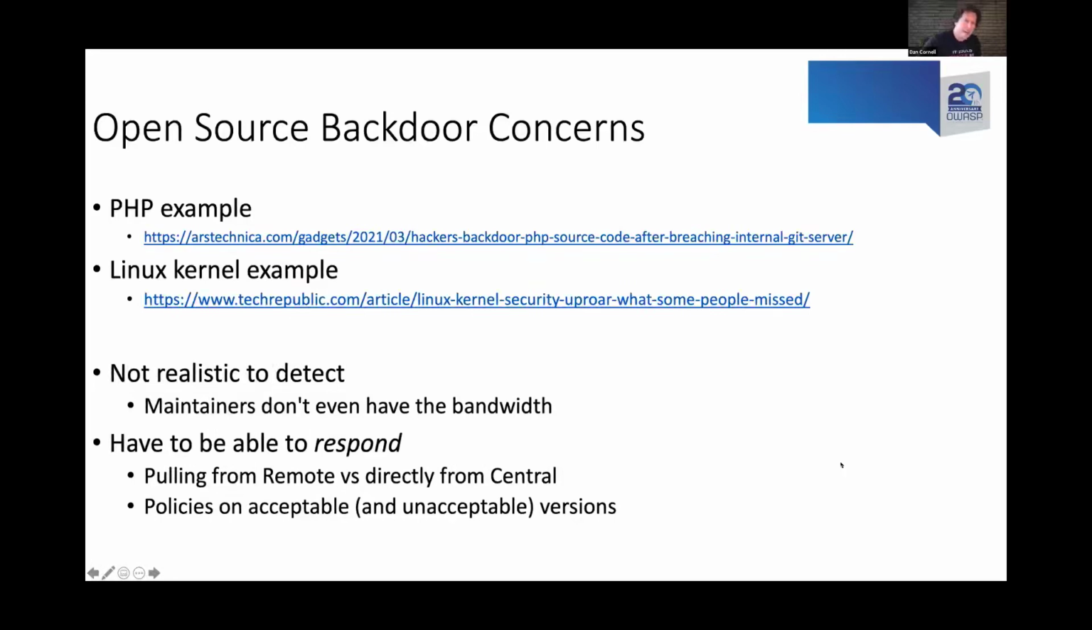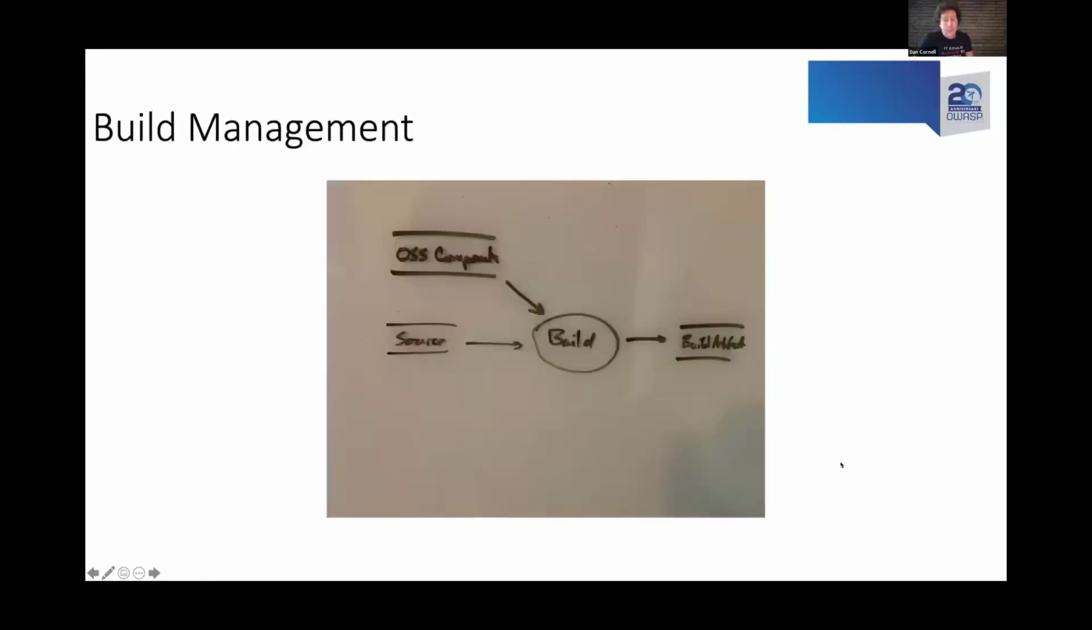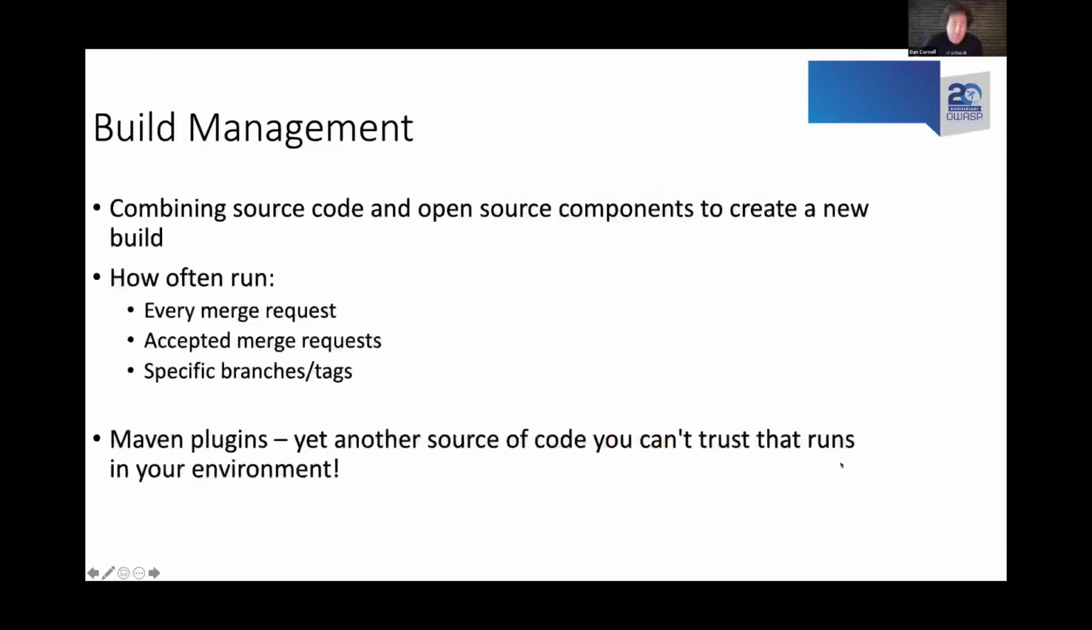In a lot of cases this isn't realistic to detect, but it is important to be able to respond. If you have good practices around open source management, you should be able to know, again, software bill of materials, things like that. Hey, what components do we have in there? We know that the backdoor has been disclosed. Let's identify how that actually impacts us, so that we can go back through the process of getting an improved build out.